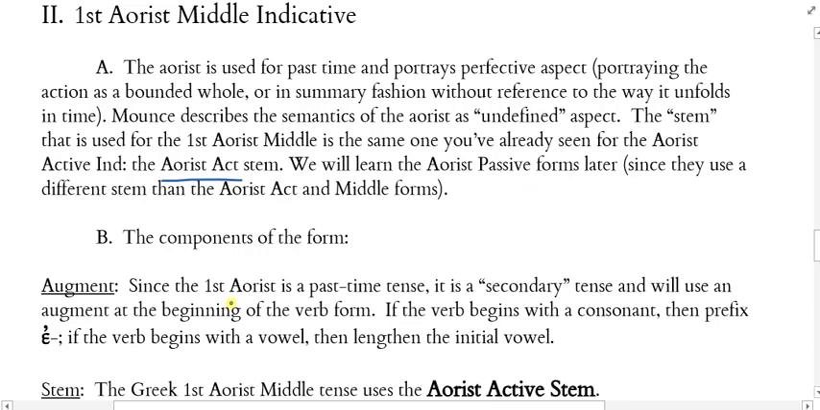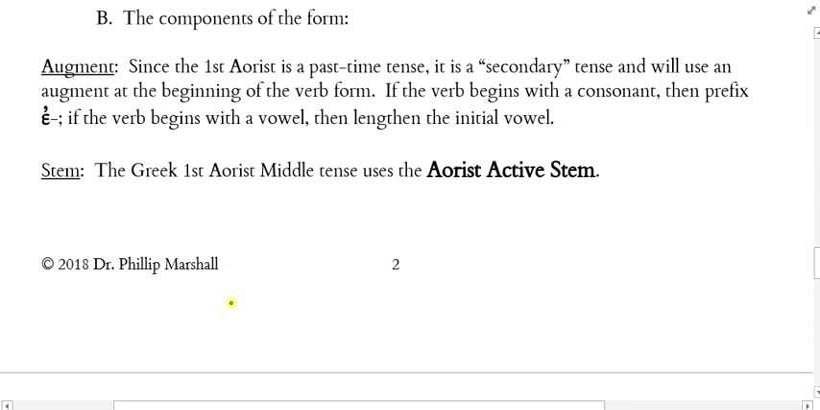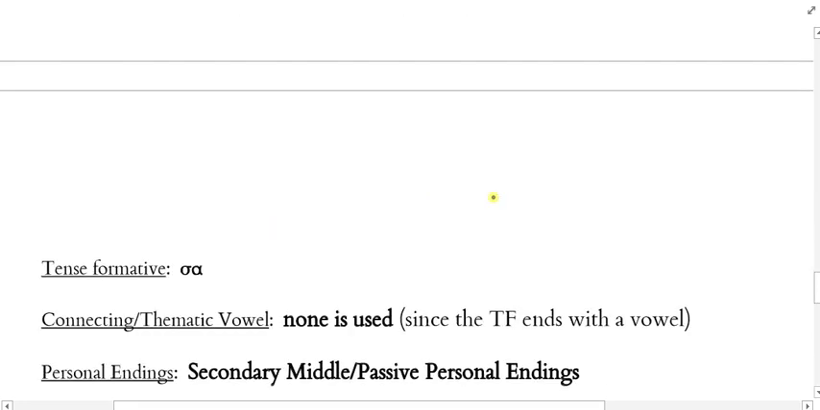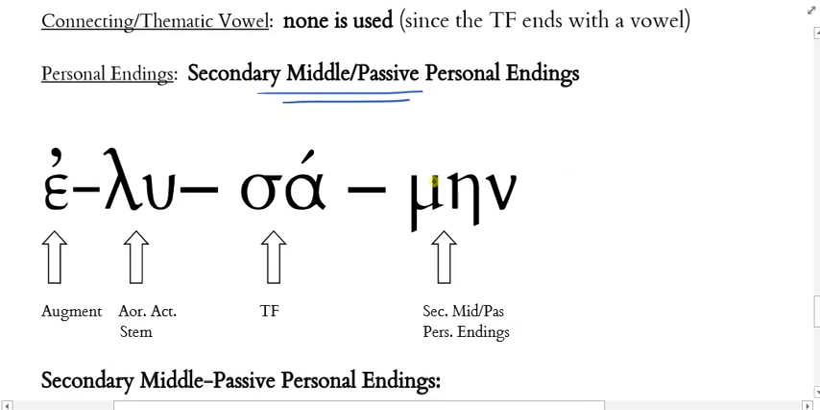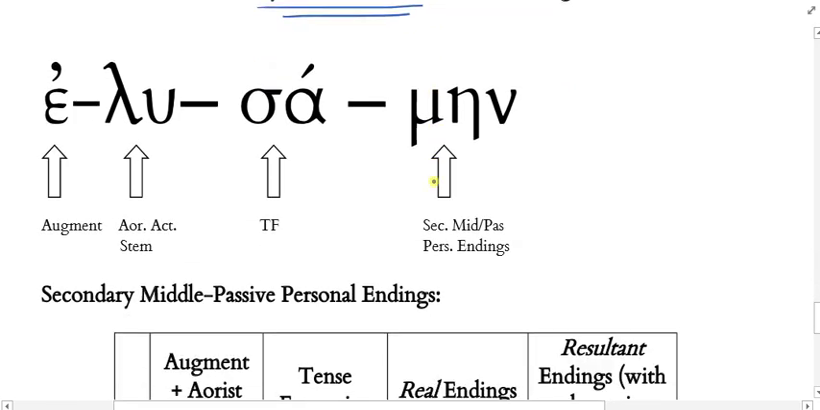The components of the form are also going to be very similar to what we've just seen. The augment is the same. Since it's a secondary tense, it's going to be augmented, and it'll be epsilon, or we lengthen the initial vowel if the stem begins with a vowel. The stem will be the aorist active stem. The tense formative will be the same, sigma alpha. Connecting vowel will still be the same, which is none. My only difference here is that I'm going to use the secondary middle passive personal endings instead of the secondary active ones. So what are those? Men, so, to, metha, sthe, and nto.